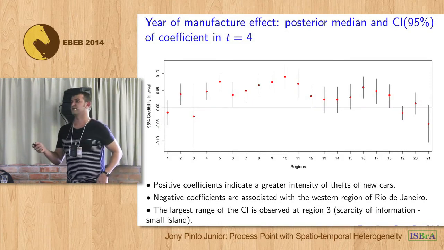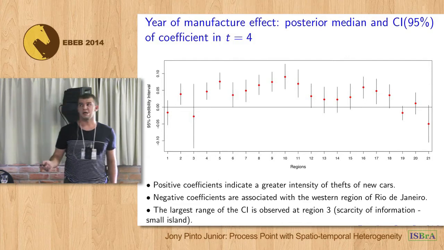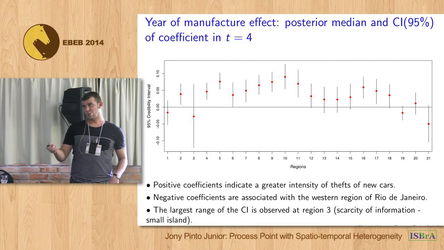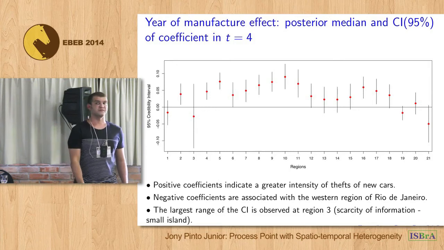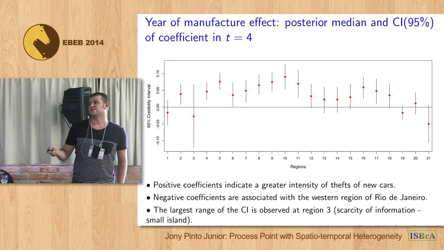So here we have some results about the first unit-specific covariate, the year of manufacture effect. We have the posterior median and the credibility interval for 1 period of time. As we can see, we have a spatial variation here, and the same was observed for the other periods of time. Positive coefficients indicate a greater intensity of thefts of new cars. Negative coefficients are associated with western regions of Rio de Janeiro. The largest range of the credibility interval is observed at region 3. It's because we have a scarcity of information here. It's just a small island in Rio de Janeiro.